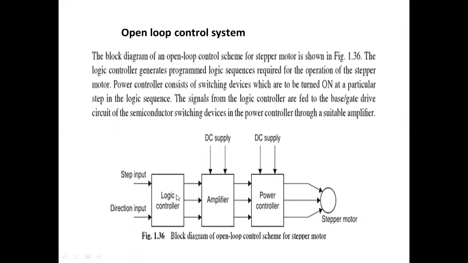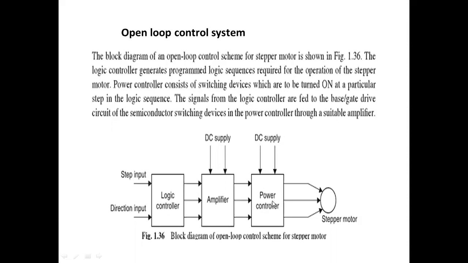The logic control consists of a truth table, and these are connected to the amplifier. The ones and zero signals are provided to the amplifier, which amplifies the signals and provides them to the power controller. The power controller consists of the power switches. For a four phase motor, eight switches were discussed, and those four switches are operated.